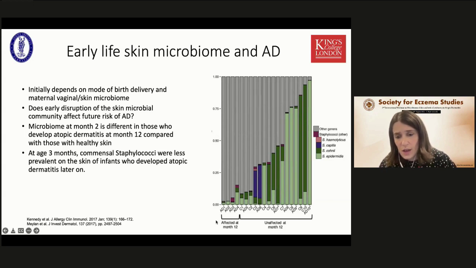So you can see these individuals on the left of this chart who did go on to develop atopic dermatitis have a much lower abundance of this green species, Staph epidermidis, compared with those who were unaffected at month 12, who had increased Staph epidermidis at 2 months, suggesting that possibly Staph epidermidis is protective in the early skin microbiome for future development of AD.